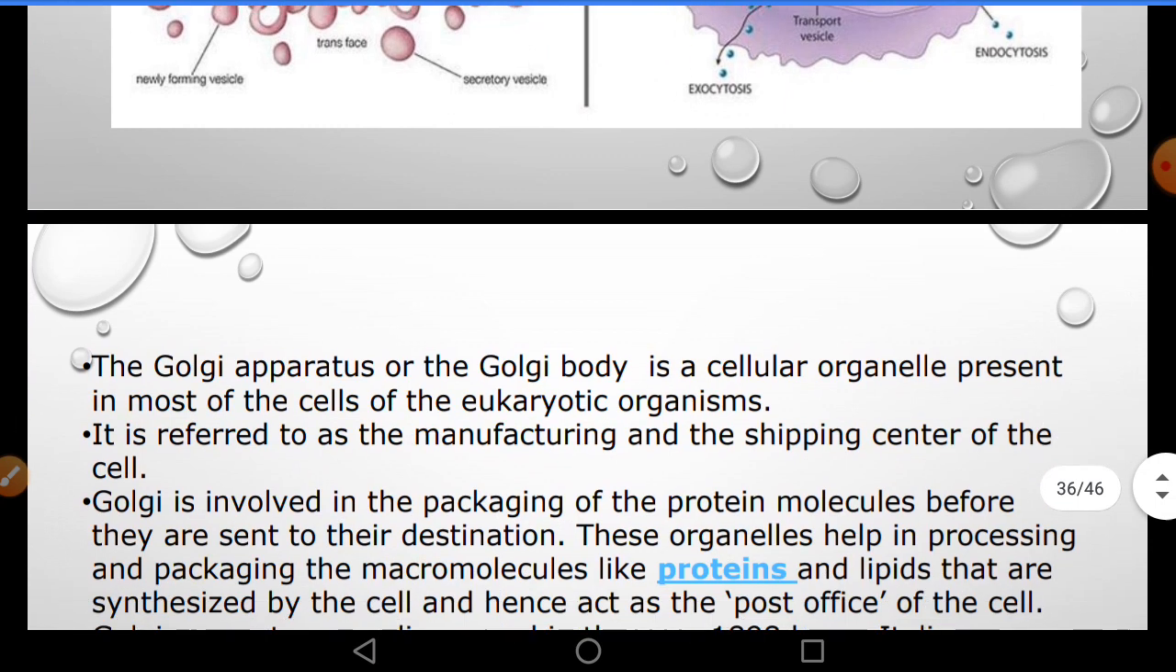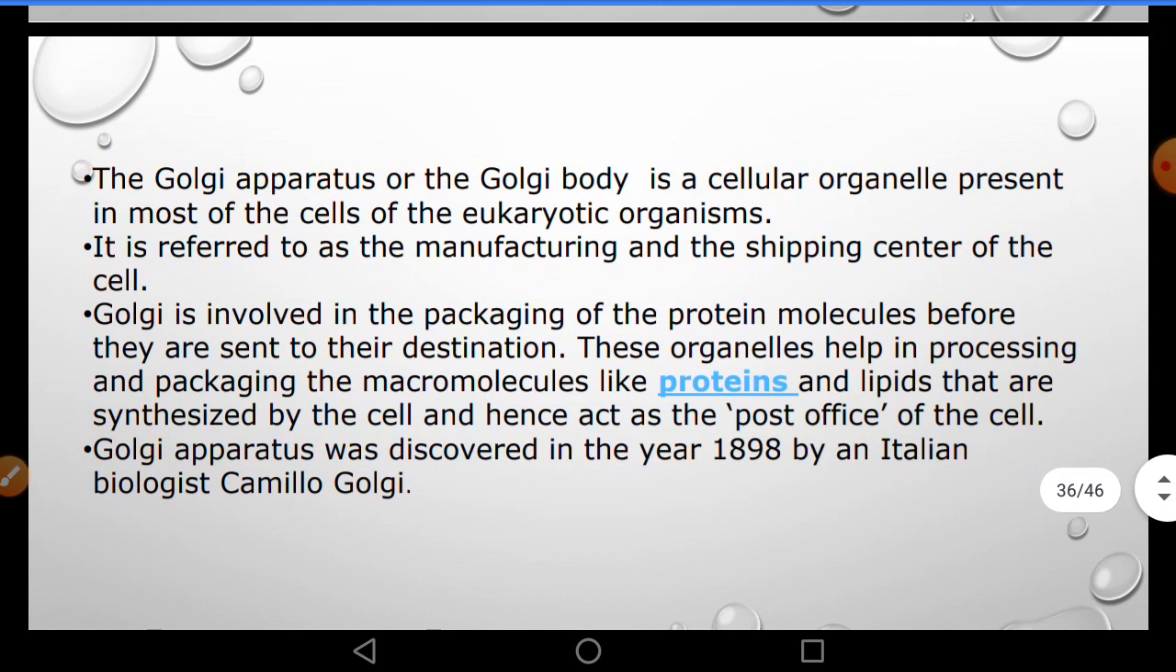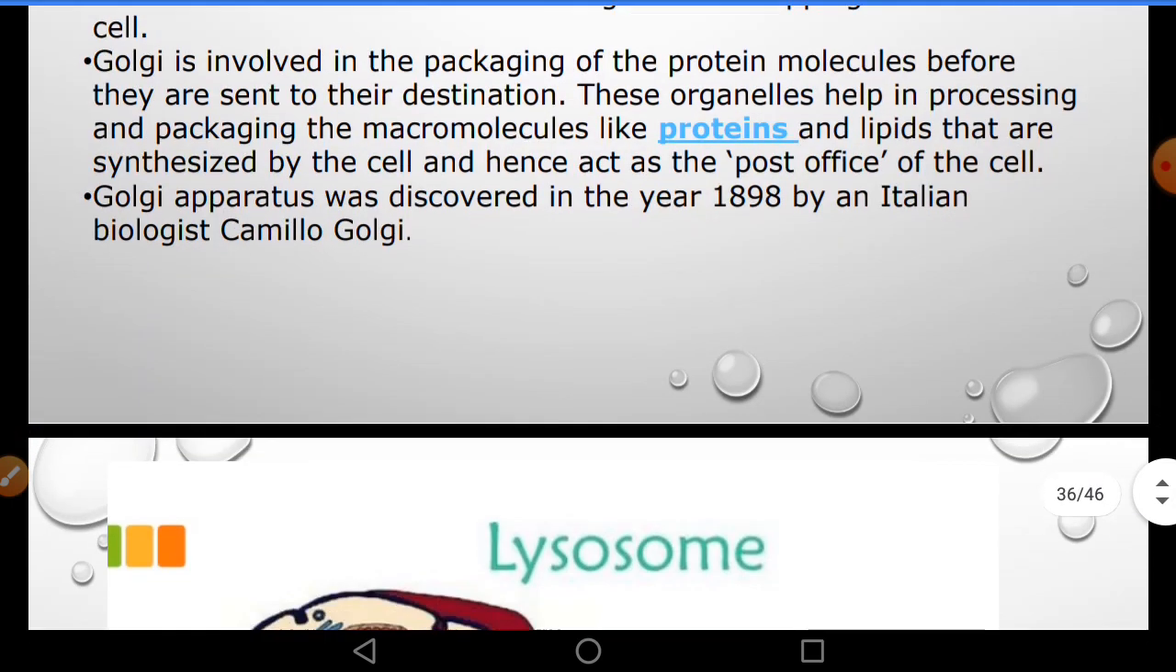Lysosome is also one of the cell organelles, which we are going to learn further. The Golgi is a cellular organelle present in most of the cells of eukaryotic organisms. It is referred to as manufacturing and shipping. That means whatever is produced in the endoplasmic reticulum is taken to different parts of the cell with the help of the Golgi body. Golgi is involved in packaging of protein molecules before they are sent to the destination, wherever they are required. The Golgi apparatus was discovered in the year 1898 by the Italian biologist Camillo Golgi. So this was about the Golgi body.